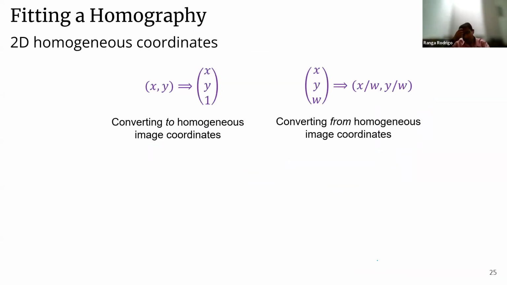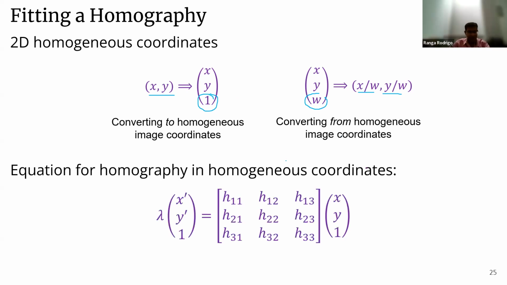Okay, so let's see how we can find this homography. First of all, we write these x, y Cartesian coordinates as homogeneous coordinates by adding a 1. If you happen to see a w here, to get the Cartesian coordinates, you have to divide x by w and y by w. So the equation for homography in homogeneous coordinates is like this. This is the 9-parameter structure that we saw, h11 up to h33, and then this is x, y, and 1, x prime, y prime, and 1, and there's an unknown scale factor here. So we write this as lambda x prime equals Hx.